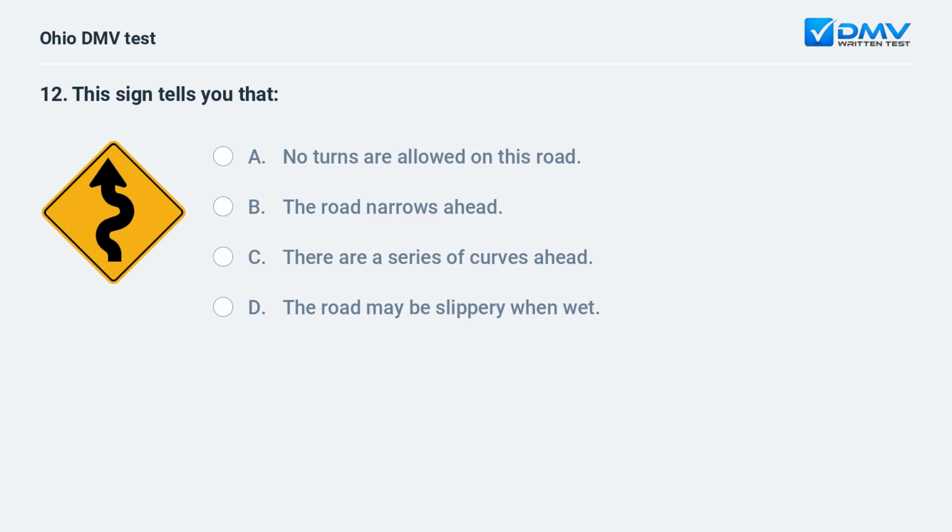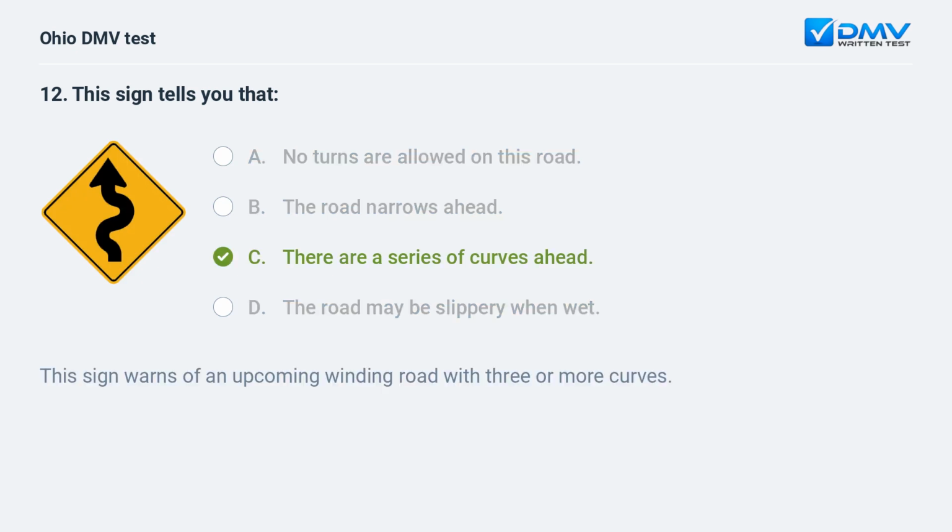This sign tells you that A. No turns are allowed on this road. B. The road narrows ahead. C. There are a series of curves ahead. D. The road may be slippery when wet. C. There are a series of curves ahead. This sign warns of an upcoming winding road with 3 or more curves.